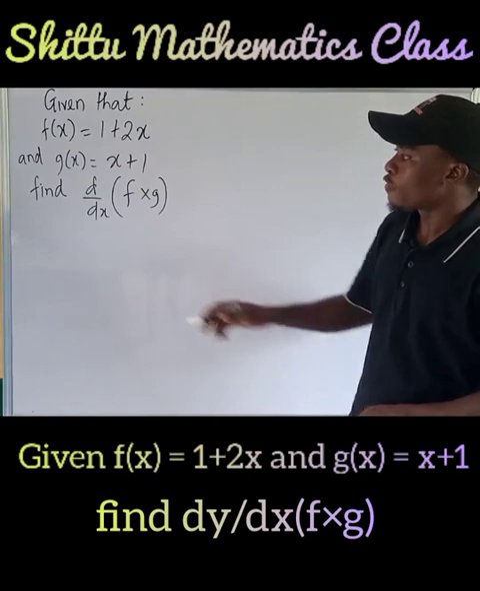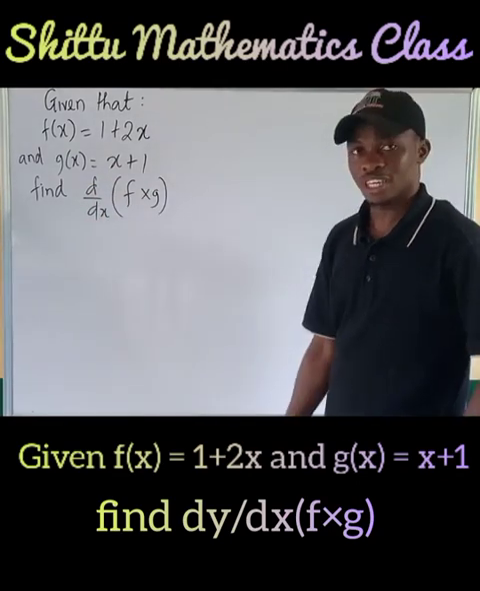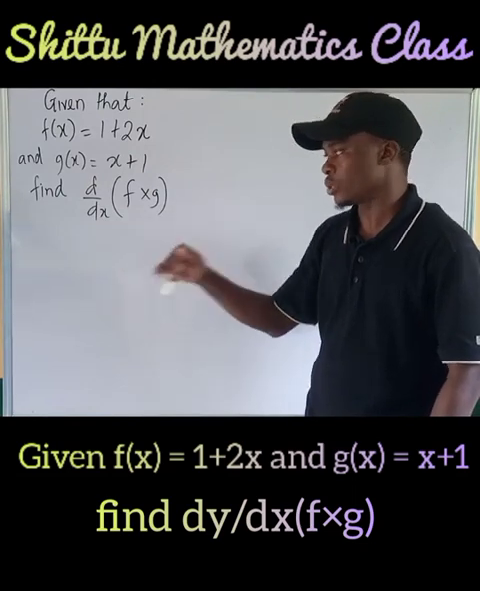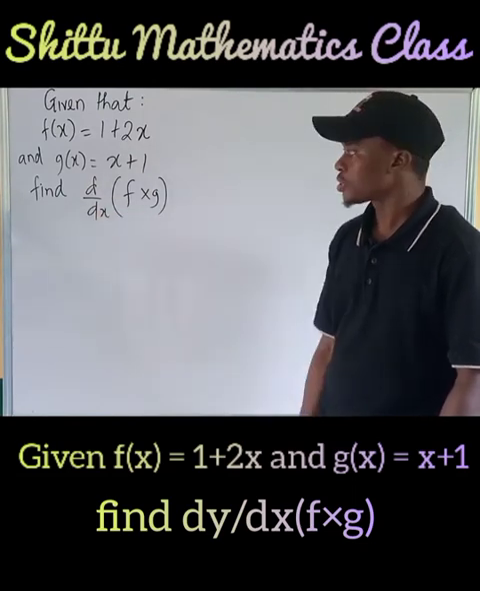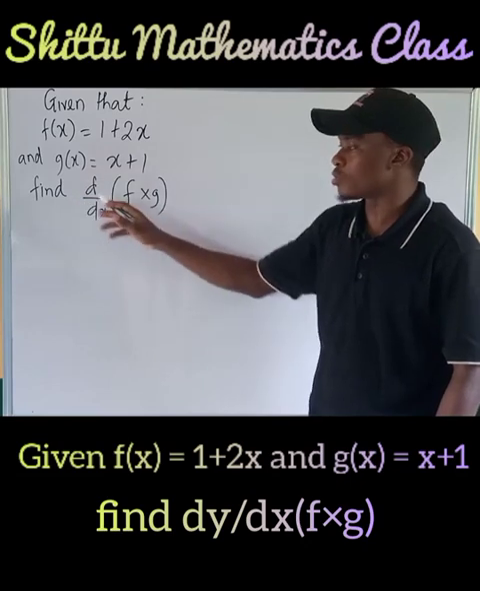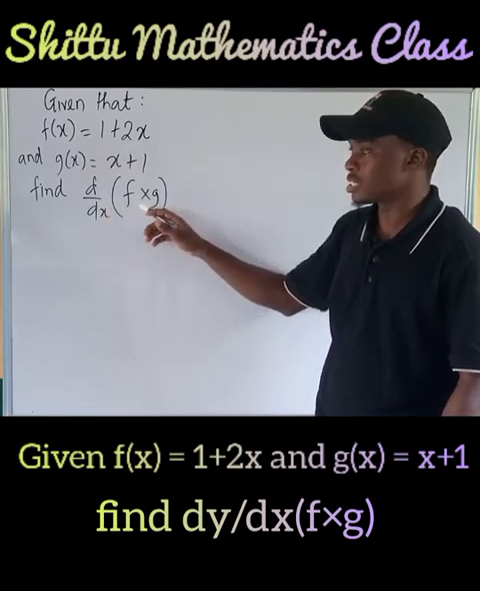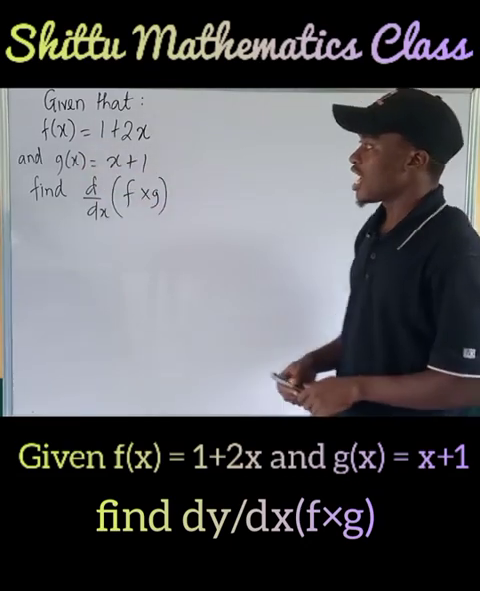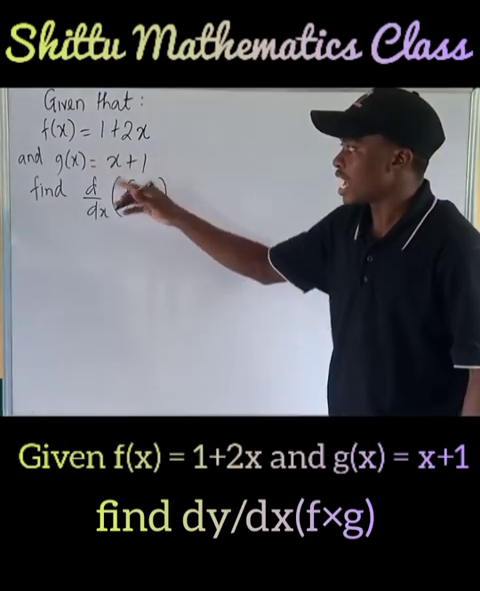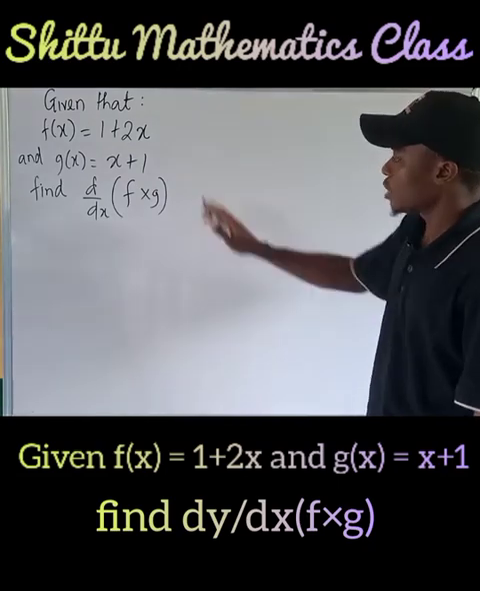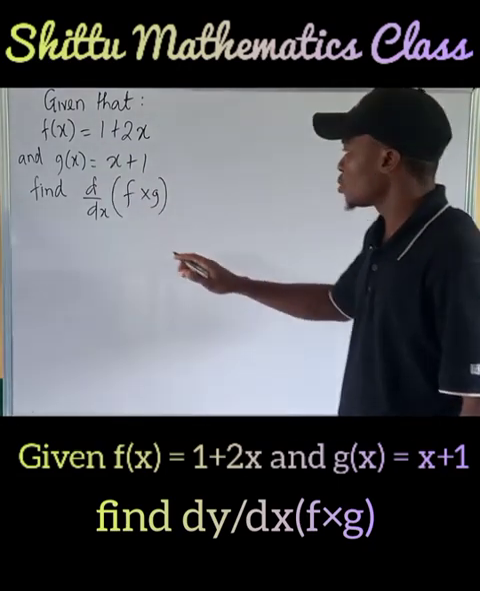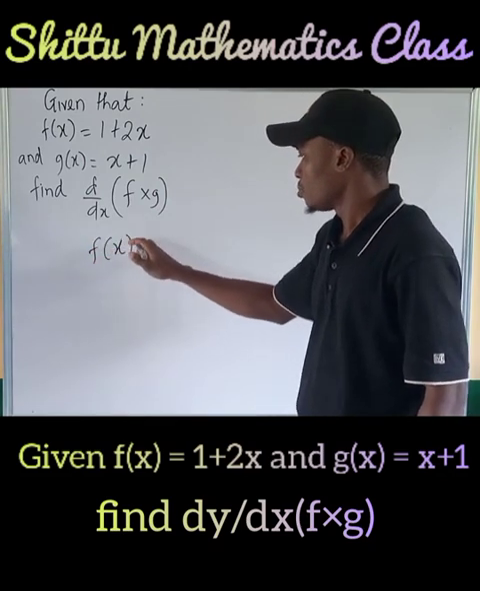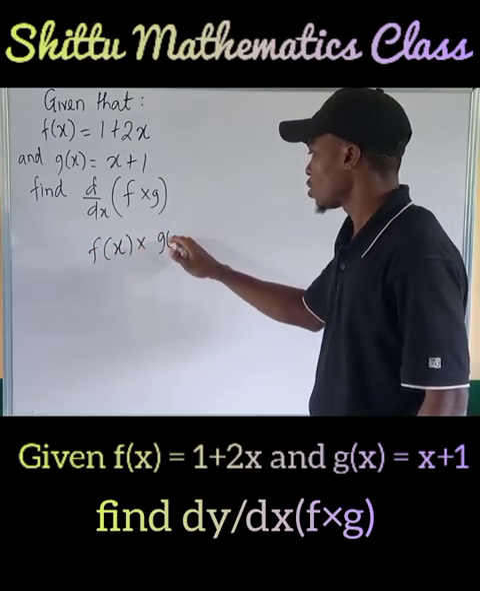So now, before we can get the derivative, don't forget that we are now under calculus. This is differentiation. But before we can get the differential coefficient of these two functions, that is their product, we need to take their product, that is f of x multiplied by g of x. So to do that, this is what we are going to do. So we have f of x multiplied by g of x.